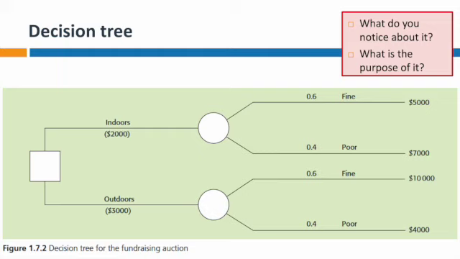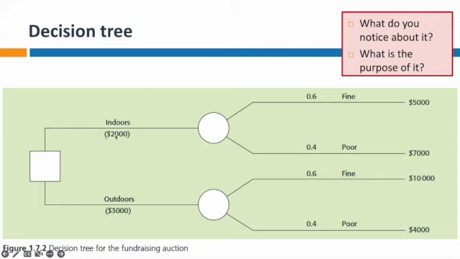All right, so as you can see, we have a decision tree for the fundraising auction. So it's somehow helping us decide something about the fundraising auction. You can see that there is a starting point, and then there are two branches coming out. One is called indoors, one is called outdoors. So that is already hinting that the decision is about where the fundraising auction is going to happen. Is it going to happen indoors or outdoors?